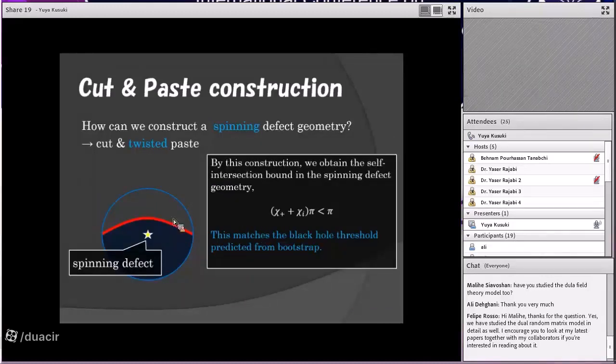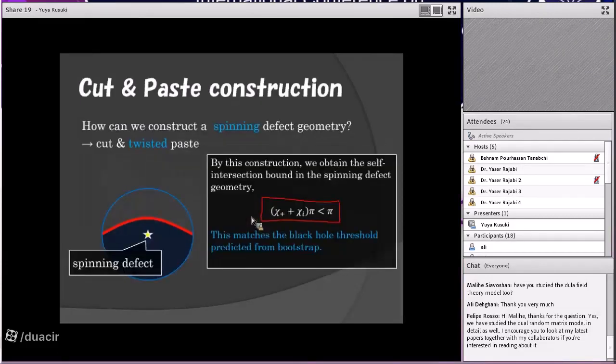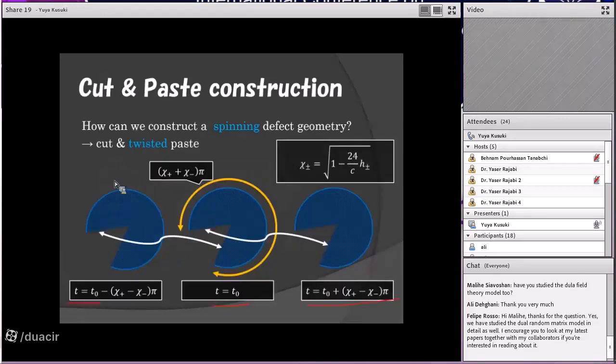And by using this construction, we can show that the self-intersection bound in the spinning particle geometry is given by this form. And the point is that this bound completely matches what we obtained from the conformal bootstrap equation. So this construction is also consistent with the conformal bootstrap equation.